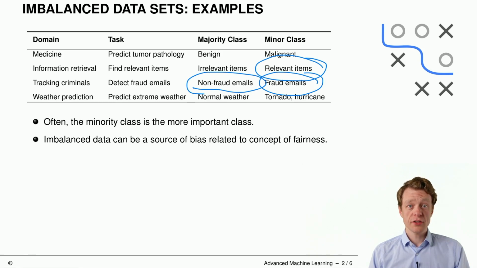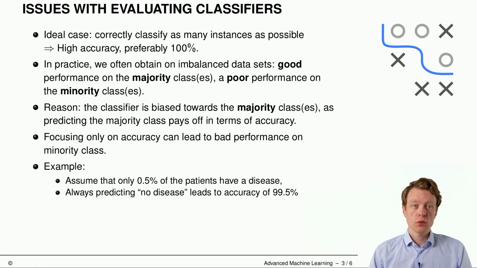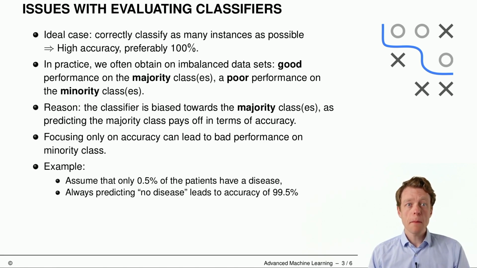And for weather prediction, for example, if we want to predict some extreme weather scenarios like a tornado or a hurricane, we only have a very small number of days where this happens, and most of the days the weather is kind of normal, whatever that means, but basically not having a tornado or a hurricane in that example. And the problem is that the thing we want to know most about is the minority class. This can also be a source of bias related to the concept of fairness, which we will not treat in this chapter.